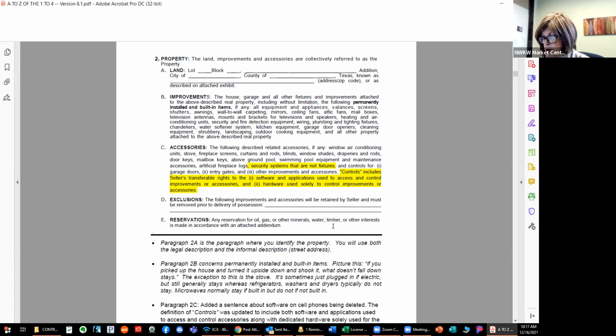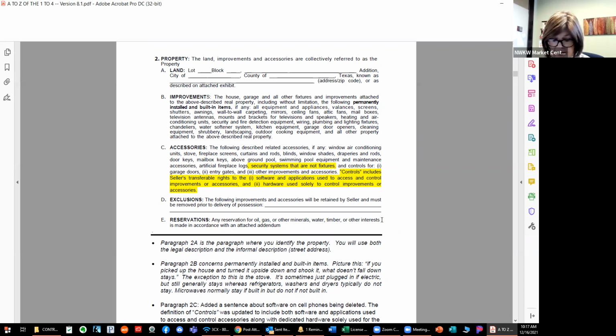Reservations, that has to do with minerals, water, timber. There was somebody that had a Christmas tree farm that they had to say, we're reserving this off of that property or something. But that's where all that would go. I mean, if they're selling a Christmas tree farm, they're selling the whole darn thing.